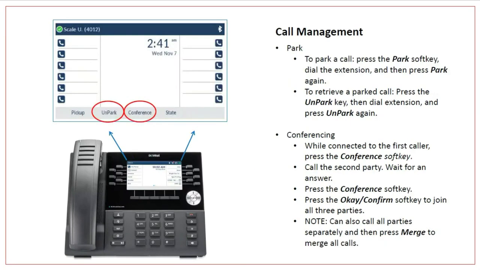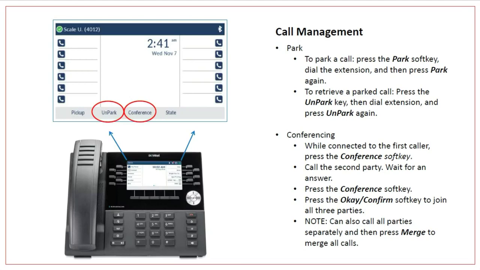Now, there is another feature that is available, and that feature is called Park. Park is the ability to put a call on hold. So if I have a call that's actively on the phone, I can press the Park soft key, dial the extension, and press the Park soft key again. This is very similar to the transfer, but instead of transferring and making the call ring, I'm actually putting the call on hold at the recipient's phone.